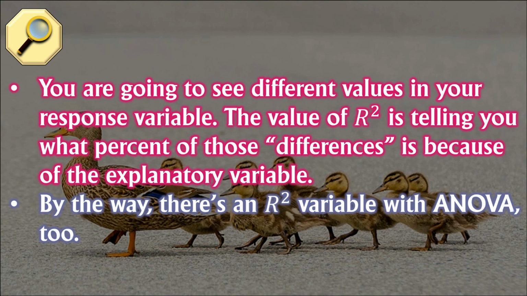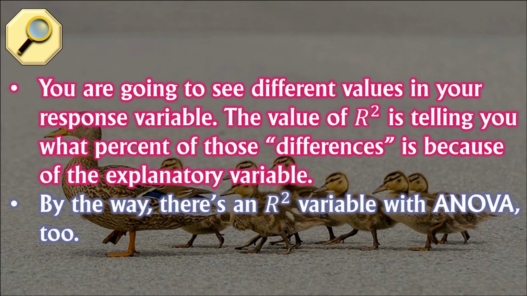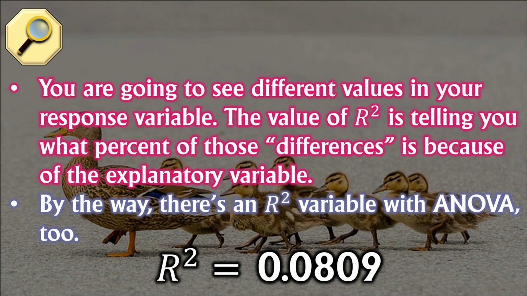Section 6, my 2 o'clock class, your R squared variable ended up being 0.1759, which is not that high. Now that I look at it, the little r was kind of nice, but now that I'm looking at this one, it's not that impressive, actually. It's a little disappointing. Section 4, your R squared variable is 0.0809. There's all kinds of differences in the response variable and your accuracy, but only about 8% of those differences can be explained by the number of spins.